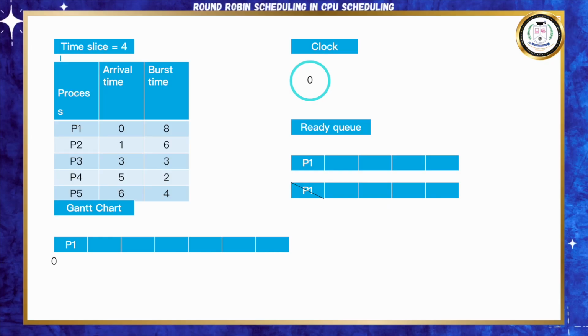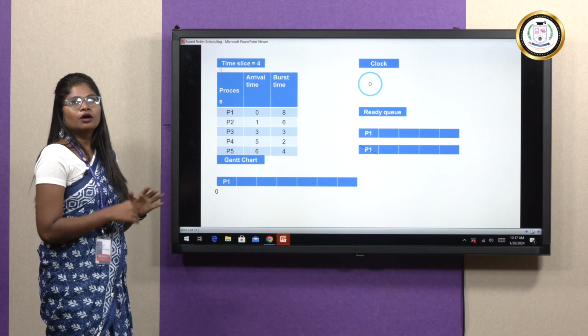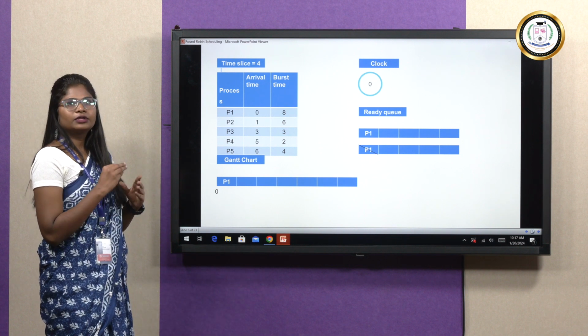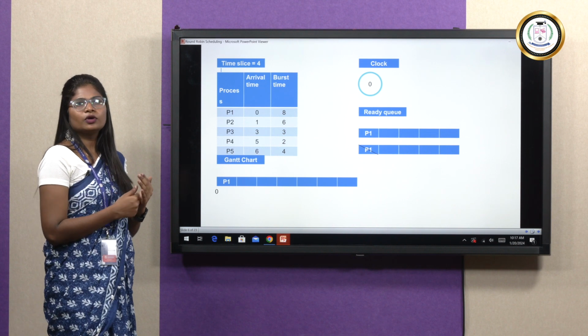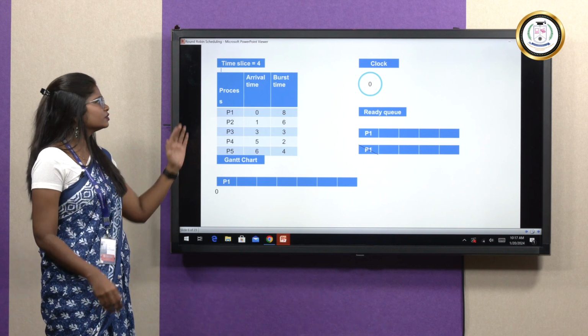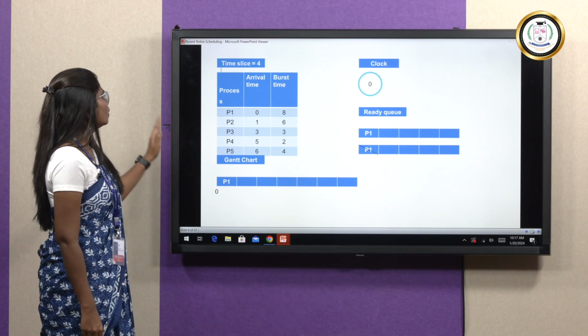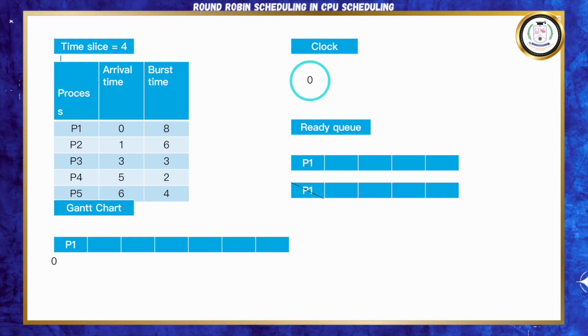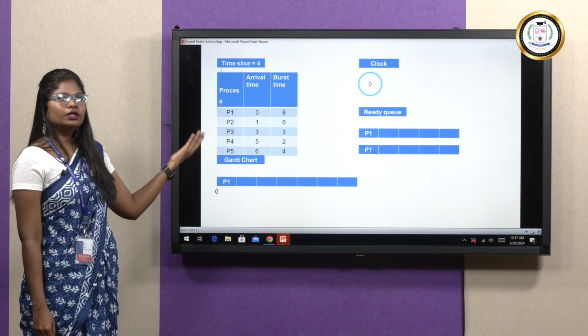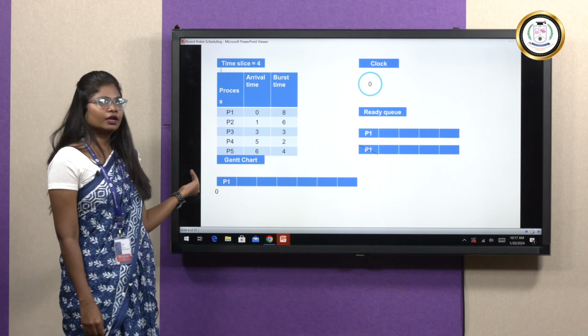So process 1 has arrived at time 0. Now the clock is set to time 0. The clock always starts from time 0, that is, when the CPU starts its execution. At time 0, process 1 has arrived, so inside the ready queue, process 1 is present. After it gets into the ready queue, the CPU time will be given.